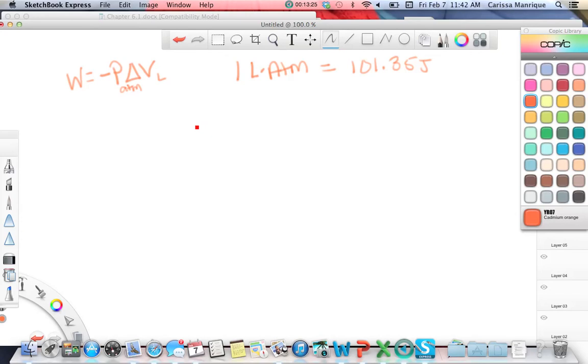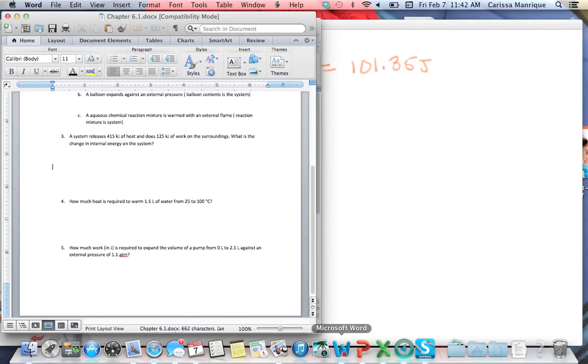Now let's look at what our problem has. It says how much work in joules. They're always going to pretty much make you convert to joules, so you'll need that conversion there. Is required to expand the volume of a pump from 0 liters to 2.5 liters against an external pressure of 1.1 atmospheres. Okay, so here's our volume, here's our pressure. Let's write it all down.